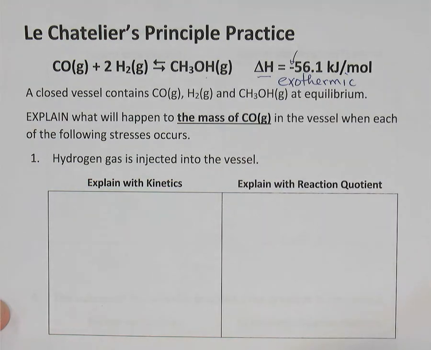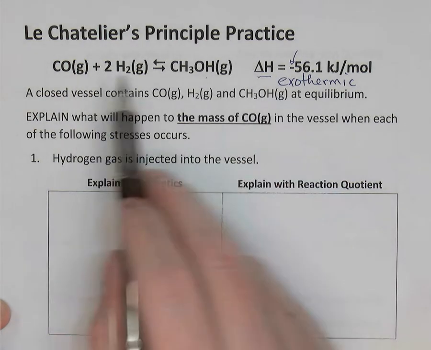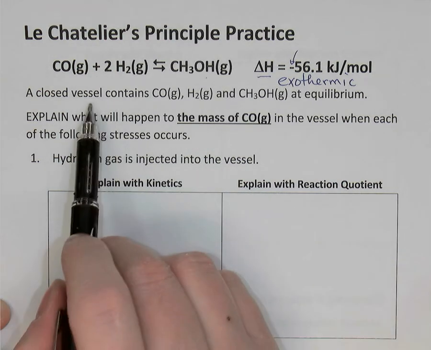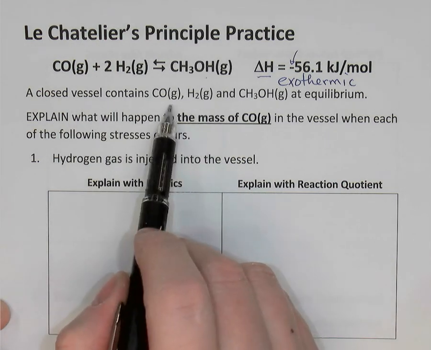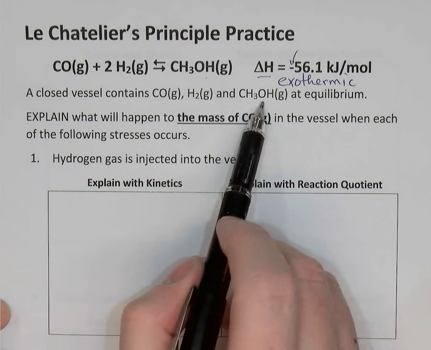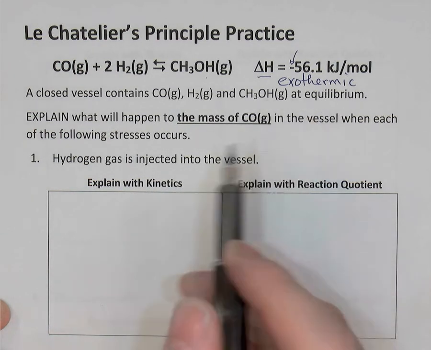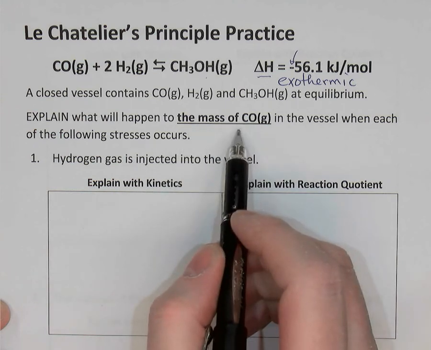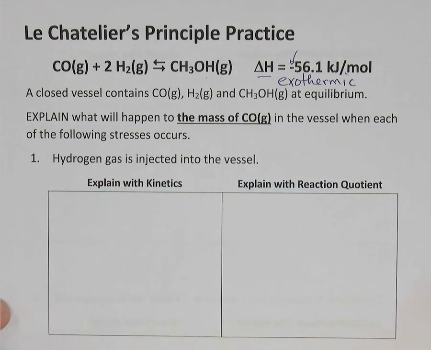So if you held this in your hand, say in a flask or in a test tube, the container would feel hot as the reaction shifts forwards because it's producing heat. So we're told here that we have the system in a closed vessel with all three substances present at equilibrium. And we're asked to explain what happens to the mass of carbon monoxide when we perform various stresses.